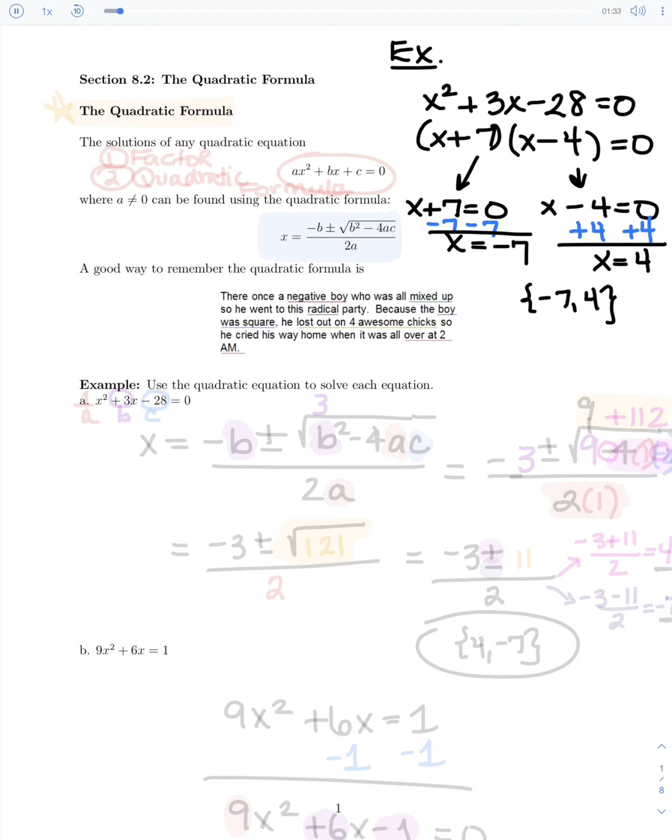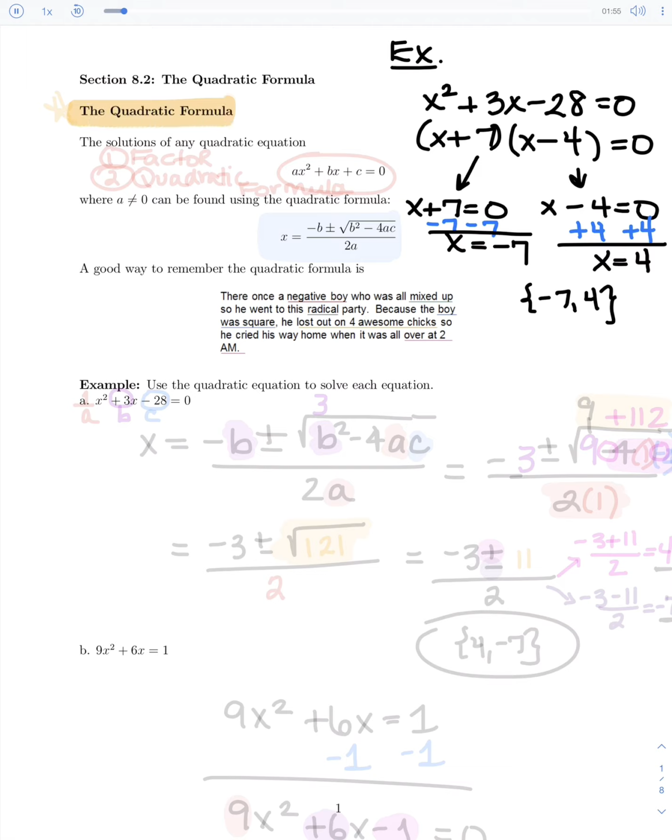This is wonderful and great. The problem is, what if it doesn't factor? That is a huge problem. If something doesn't factor, then we need something really strong. It's called the quadratic formula.